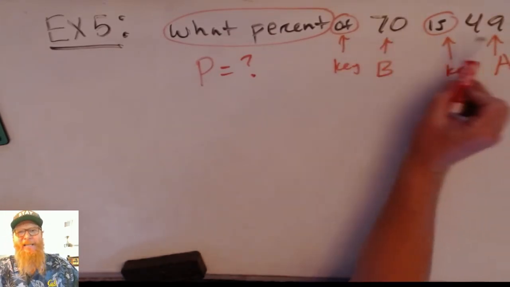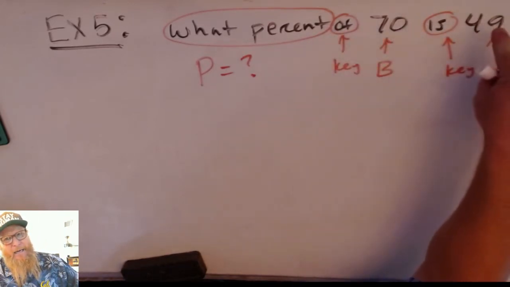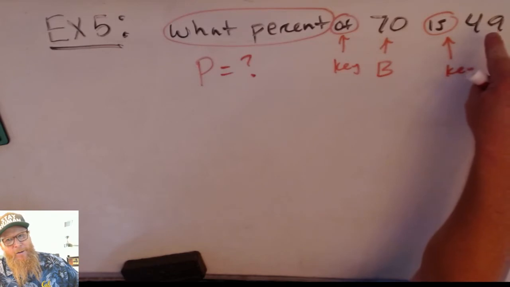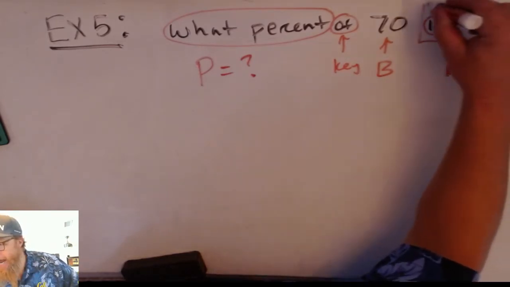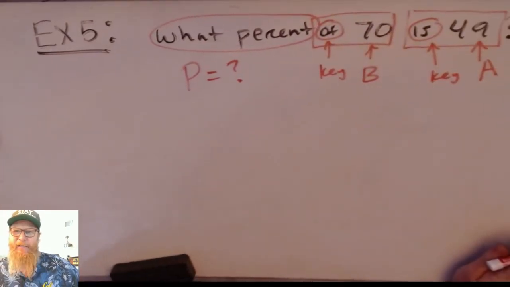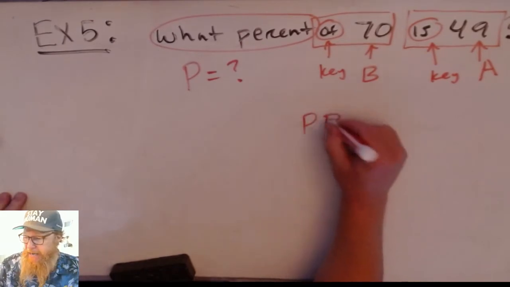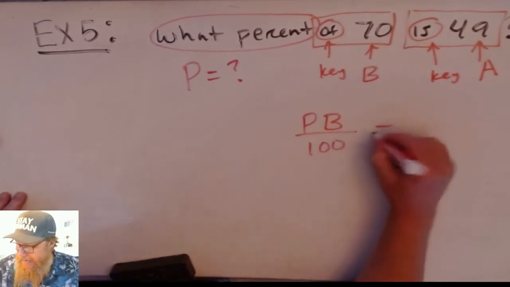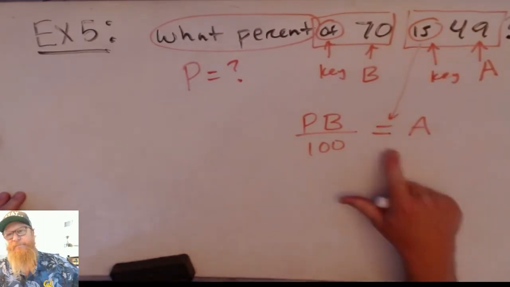This is where it gets kind of tricky, because look, it says of 70 is 49, all right, and so is goes with A, and then the of goes with the B, which is 70. It might help if you write it like this. PB over 100 is, there's the is, A. All right.